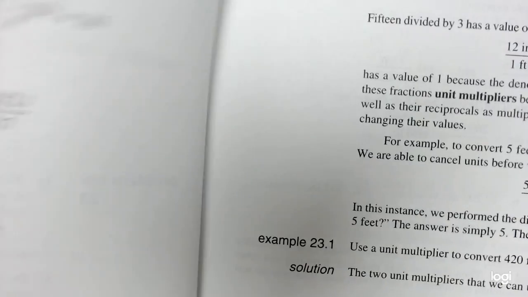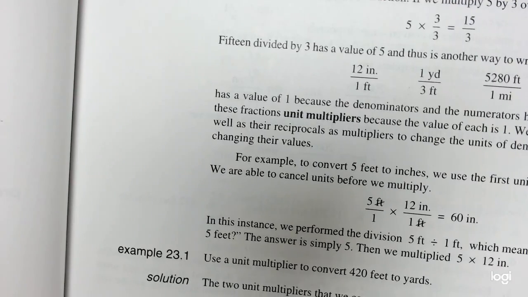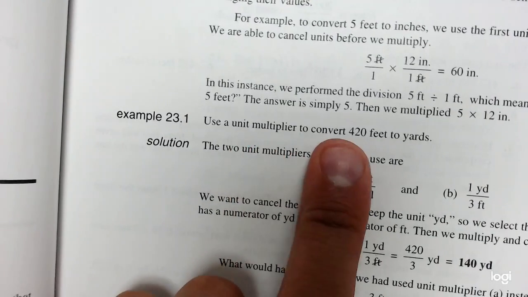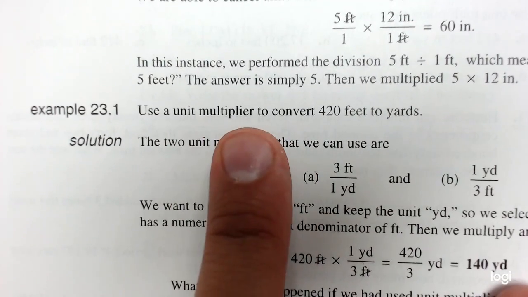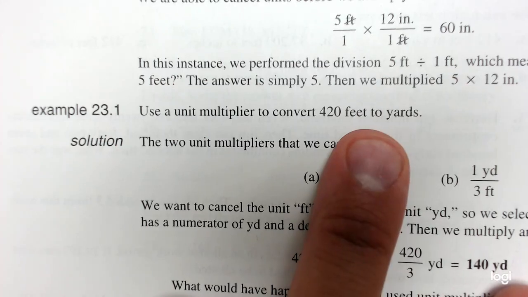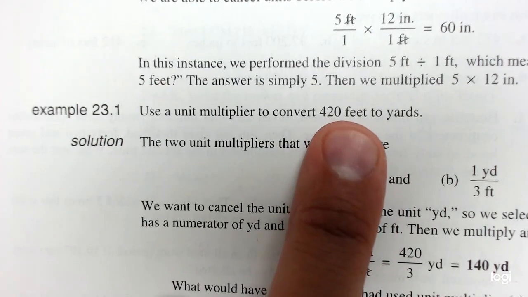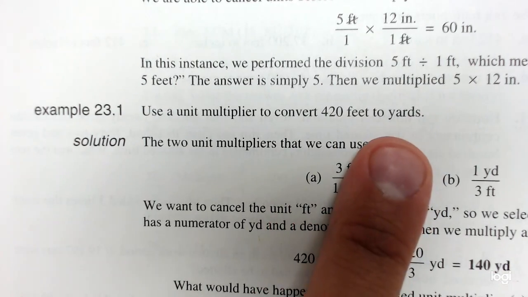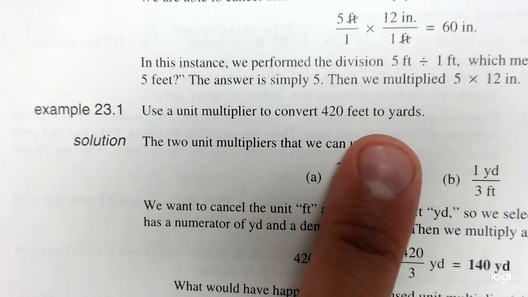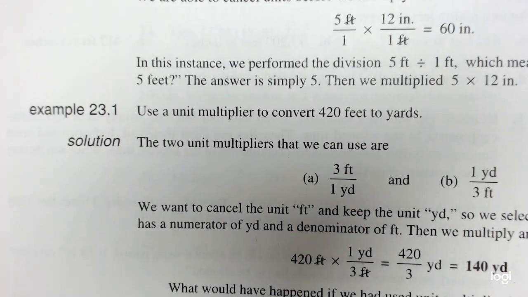So let's go back to unit multipliers. What I mean by unit multipliers is when we have to do unit conversions. For example, right here, example 23.1, they want us to use unit multipliers to convert 420 feet to yards. Now, some of you are thinking, I already know how to do that. I just divide feet by 3 because I know that there are 3 feet in 1 yard. So if I'm going from small to big, then I divide, and I'll get my answer. That is true. I'm going to show you how to do it using unit multipliers, and then that will carry on into something later on in the book.